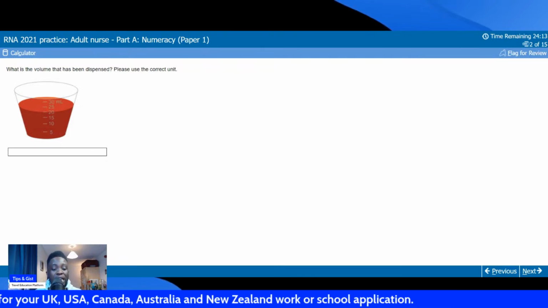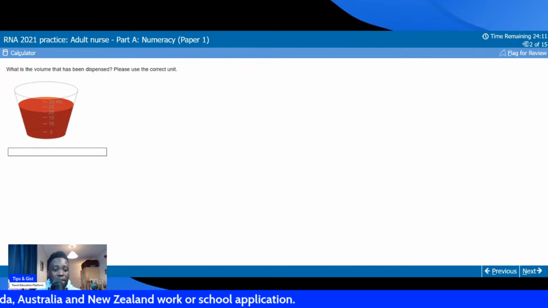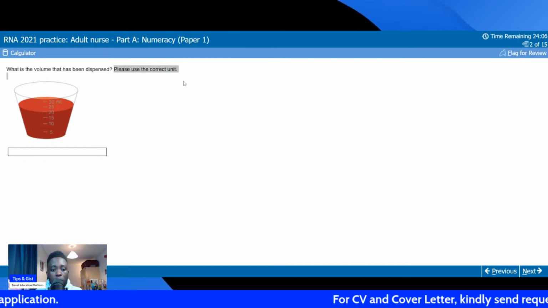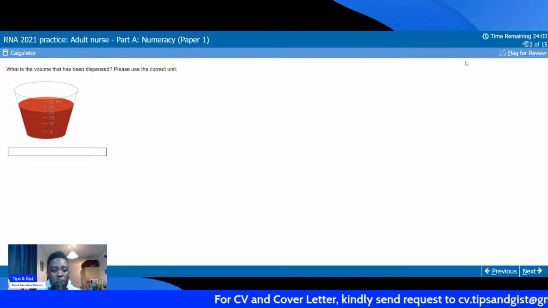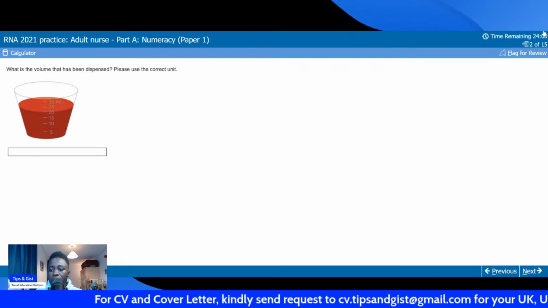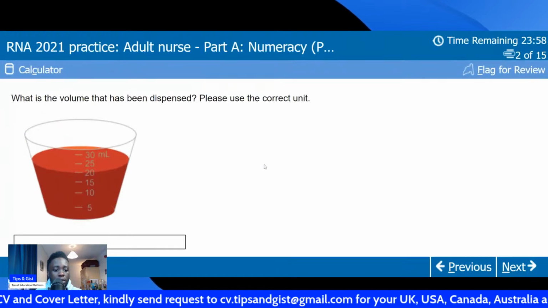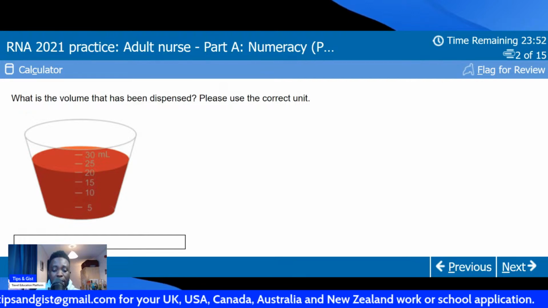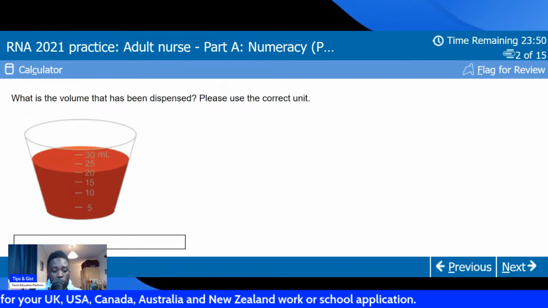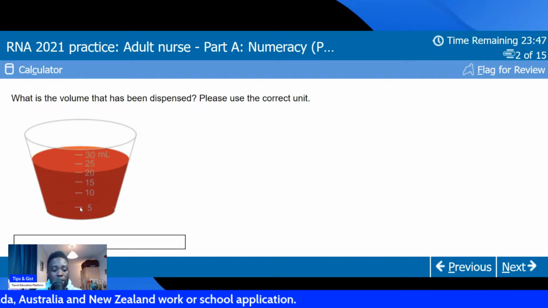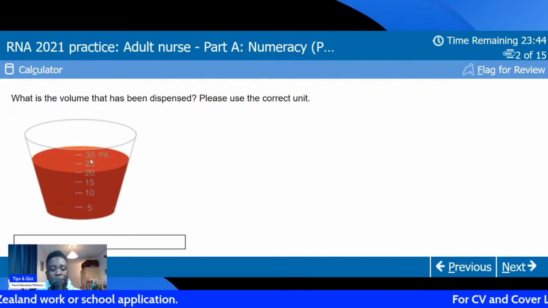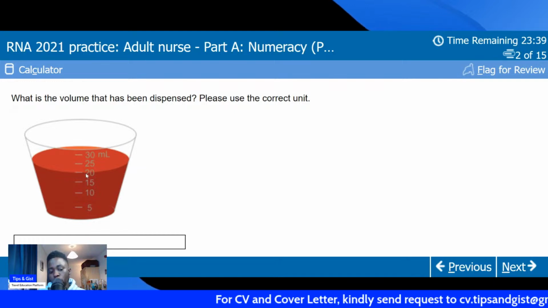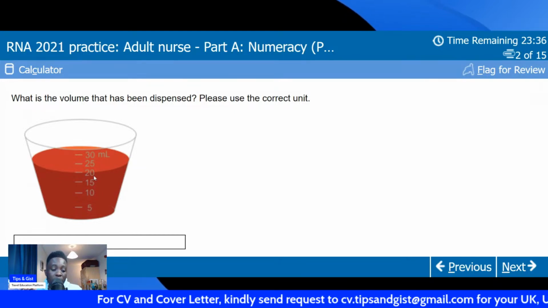What is the volume that has been dispensed? So that is the question. Now the instruction, please use the correct unit. So if you look at this thing over there, it's a bottle head, right? There is a drug poured into a bottle head or something, and it has been calibrated. You can see 5, 10, 15, 20, 25, 30, right? So look at the exact point where the drug is. And you can see that the drug is at 20.